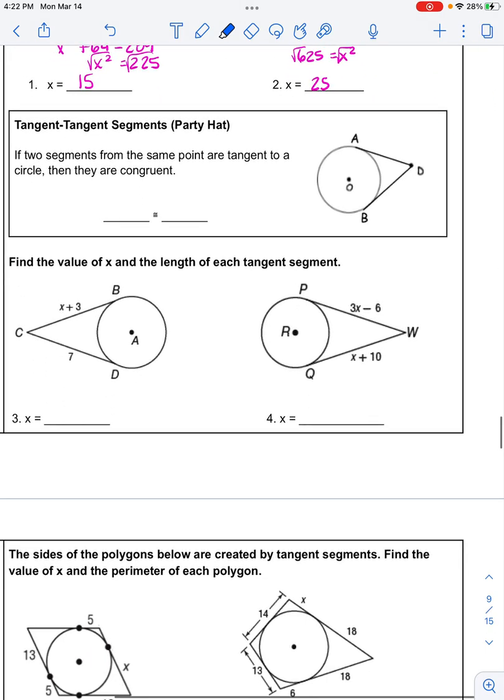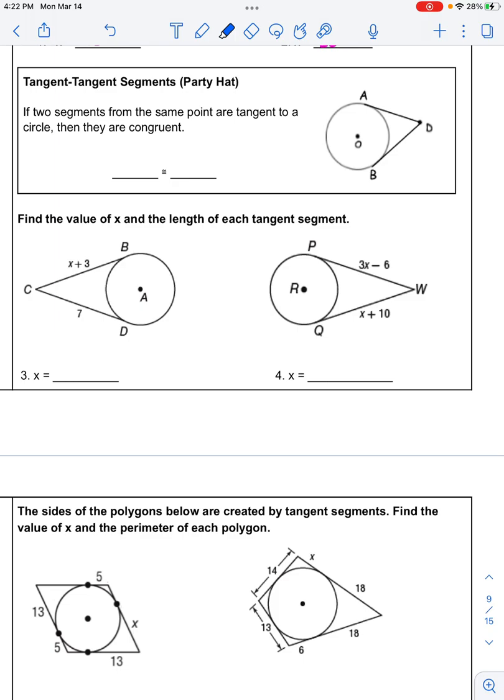Now that's important because this next one is what we call the party hat theorem. It's a party hat because when you look at a party hat, it sits up on top of your head and it is the same height on both sides. You don't have a hat that's usually pointed with one side shorter than the other. And so it sits up there.